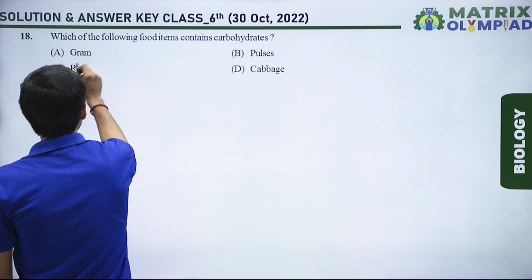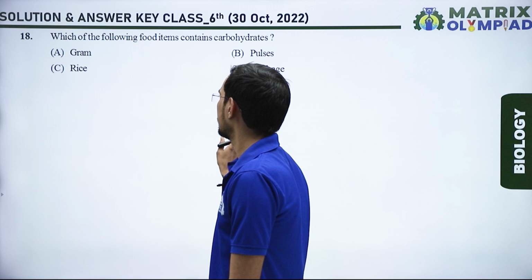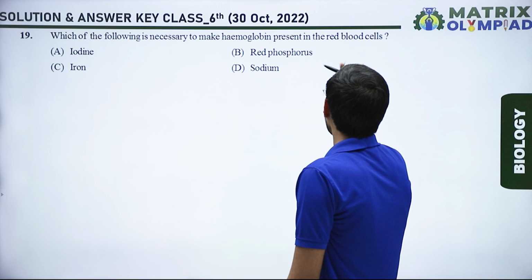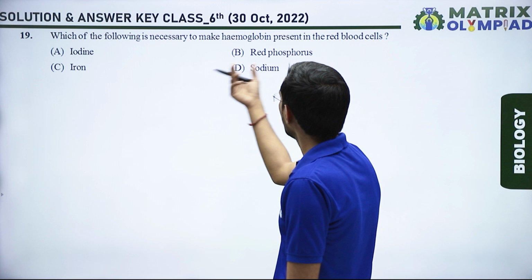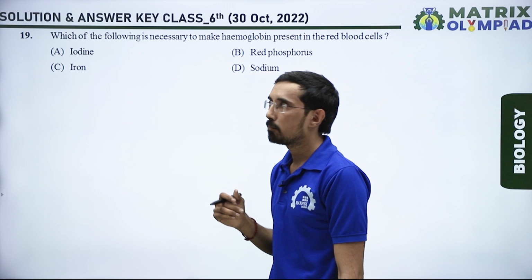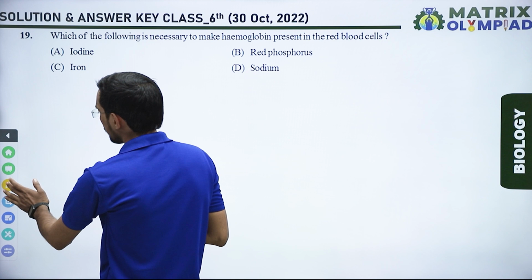Now next question is, which of the following is necessary to make hemoglobin present in the RBC, red blood cells? Iodine, red phosphorus, iron and sodium. As we all know, hemoglobin is the main component of our blood, in which we have found iron is the most important element of the hemoglobin. So our correct answer is iron.